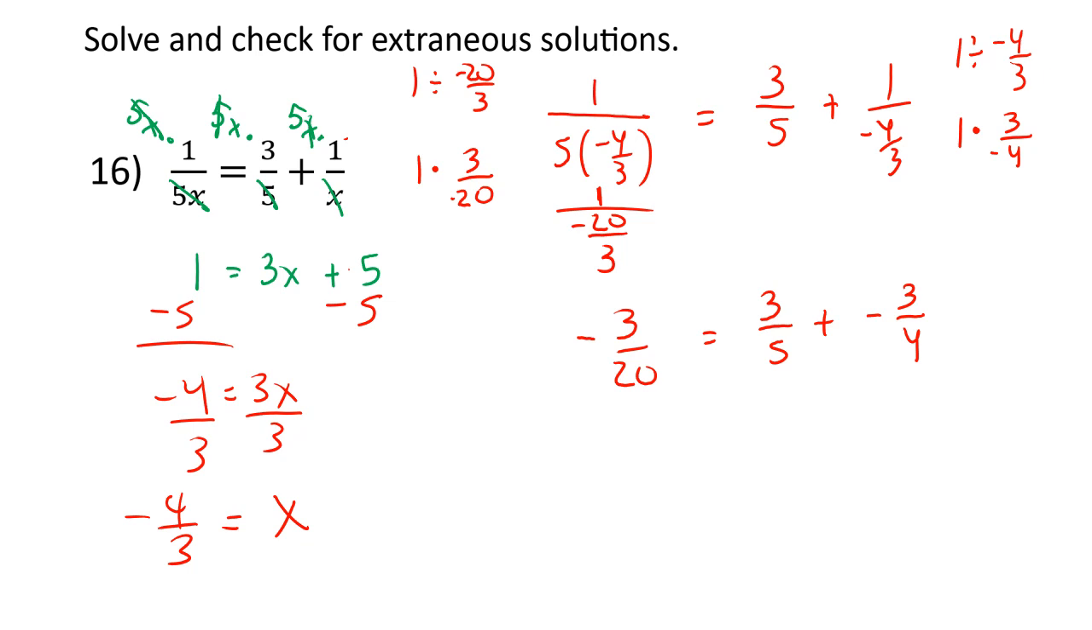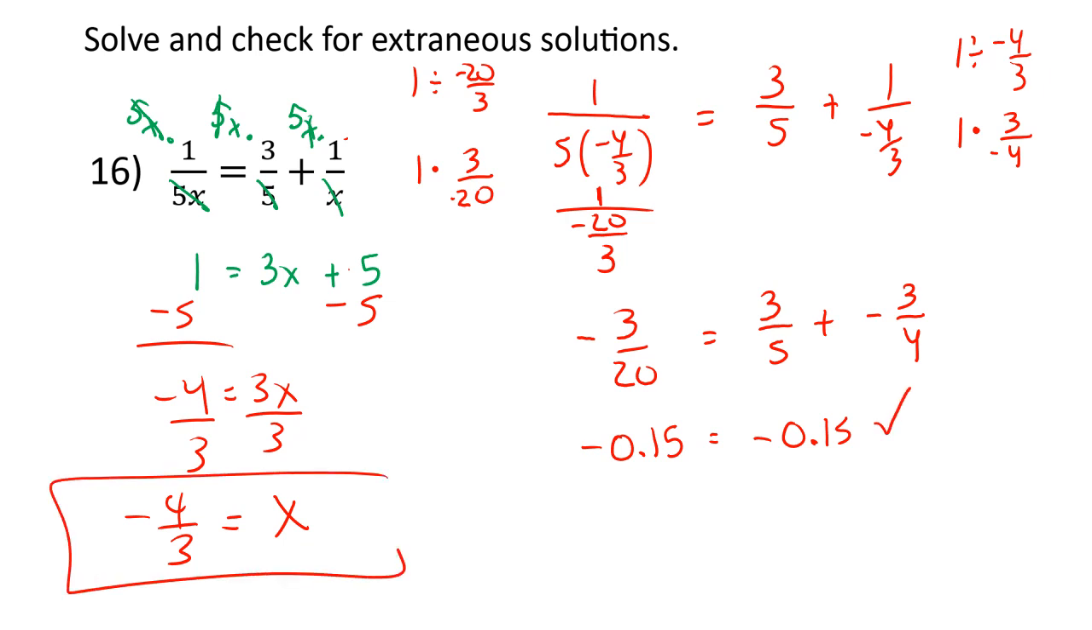So I'm going to use my calculator to see if these two things are the same. So negative 3 divided by 20 is the decimal negative 0.15. Using the calculator, I'm going to add the two fractions, 3 over 5 and negative 3/4, and I get a negative 0.15. They are the same number, so this is a solution.